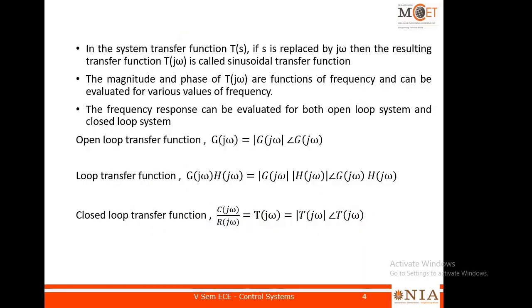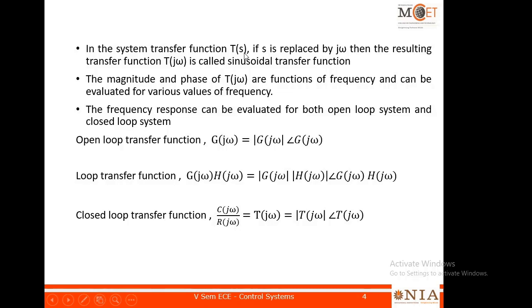So what gives you the relationship between the output and the input? The transfer function. If it is an open loop system, then the open loop transfer function gives you the relationship between output and input. If it has feedback, then the closed loop transfer function gives you the relationship between the output and input. To obtain the frequency response, the first step is to apply s equal to j omega in the transfer function. S should be replaced with j omega.